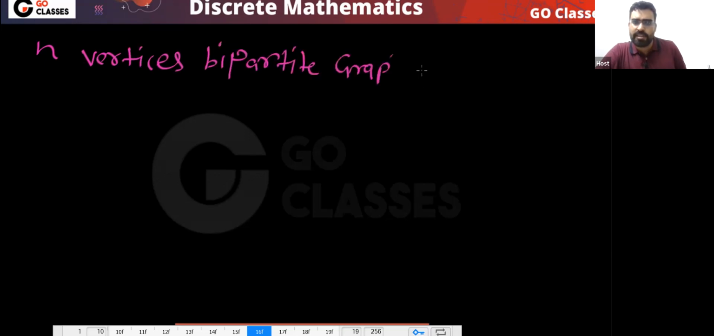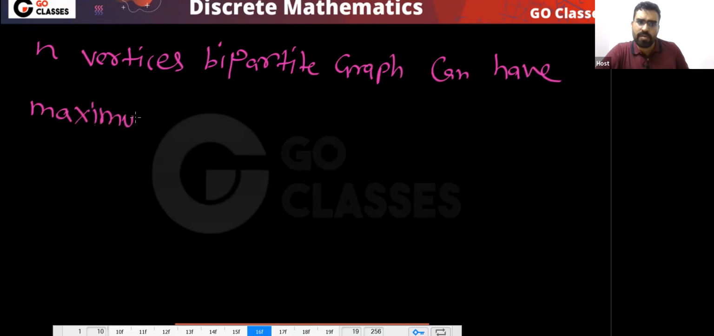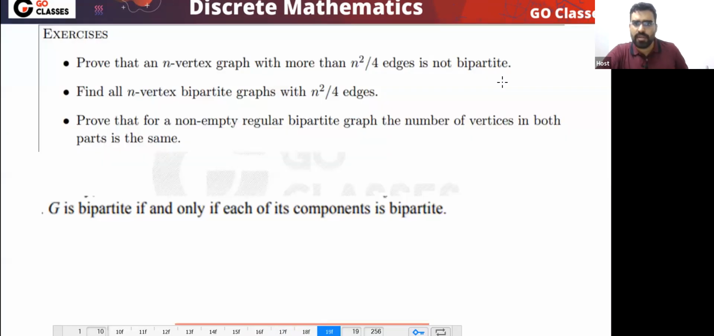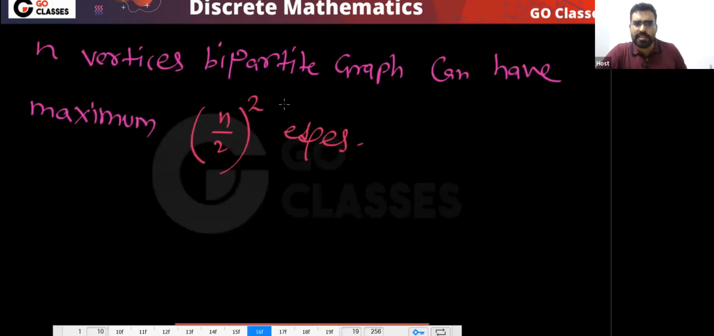An n-vertex bipartite graph can have at most n by 2 whole square edges. Let's assume n is even. Approximately, this is the maximum number of edges.